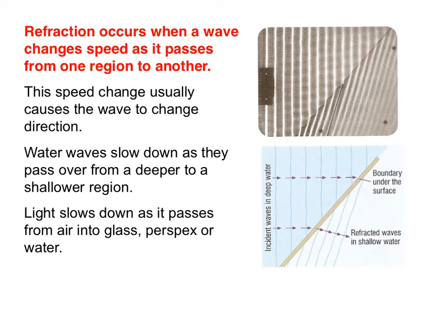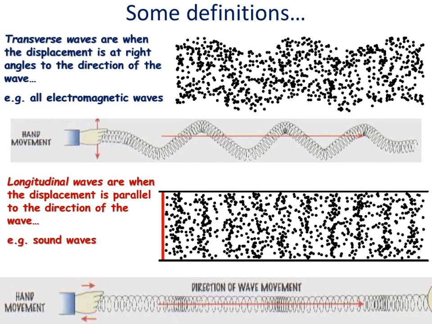The reason it slows down as it goes from air to glass or perspex is because the density of glass or perspex is greater than the density of air, and therefore causes a light ray to slow down. And when it slows down, it will bend towards the normal. When it speeds up, when the water wave speeds up or the light wave speeds up, it will bend away from the normal.